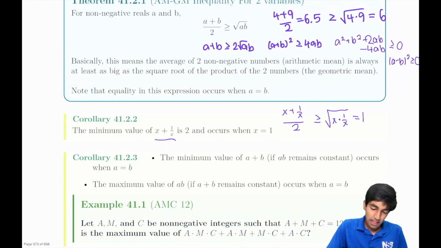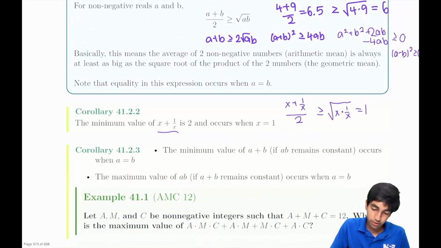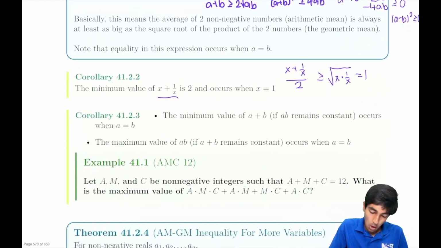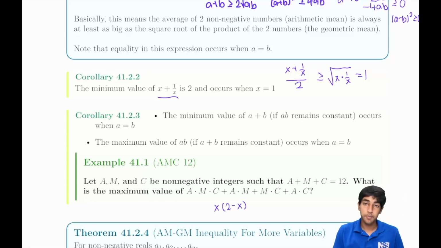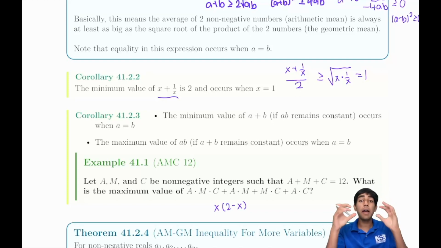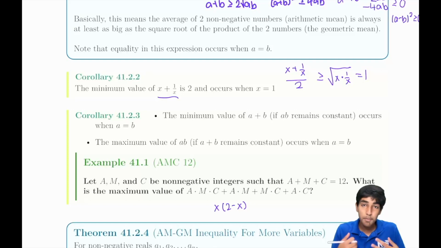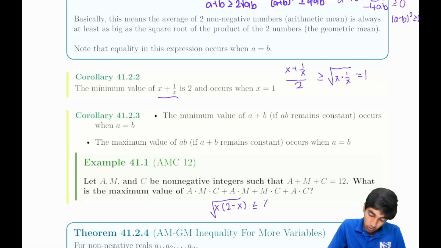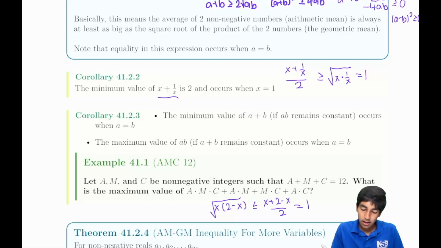So let's just take a really, really simple example just to begin. This is not even on here. What is the maximum value of x times (2 minus x)? AM-GM is useful for maximizing products and minimizing sums. In this case, maximizing a product. Well, we just write AM-GM for this. We have this is going to be less than or equal to (x + 2 - x)/2, which is 1. So x times (2 - x) is just going to be less than or equal to 1 squared, which is 1.